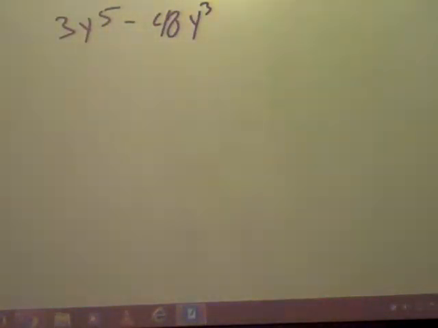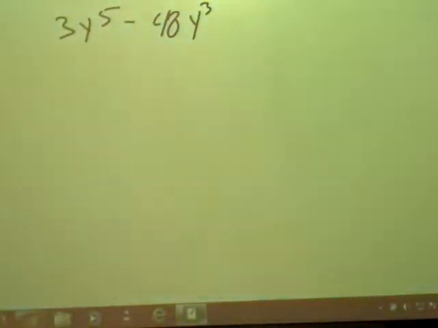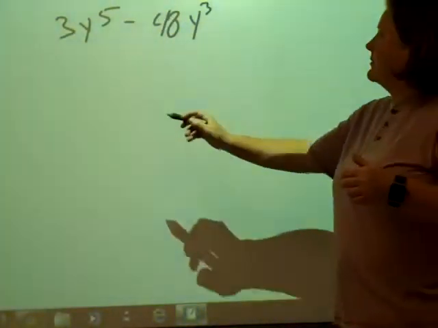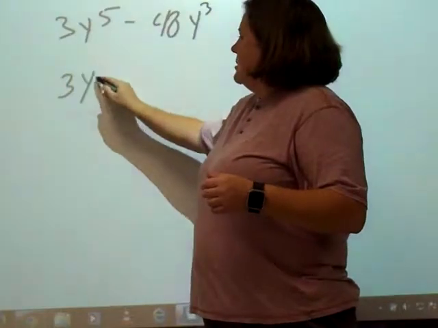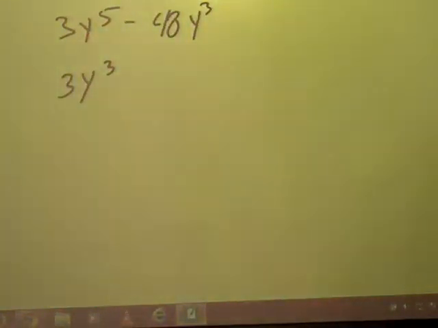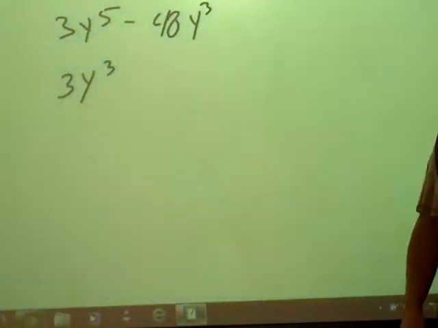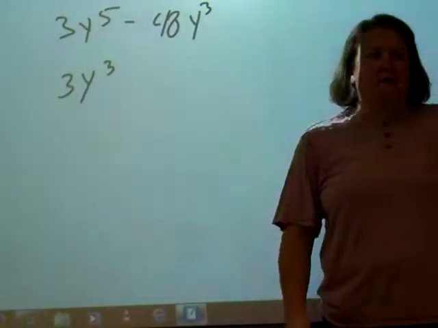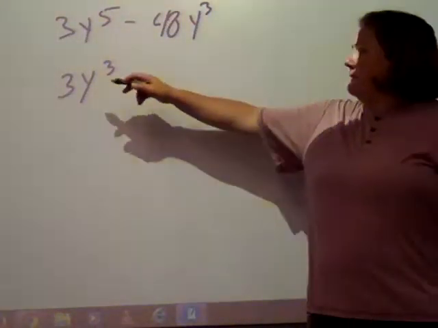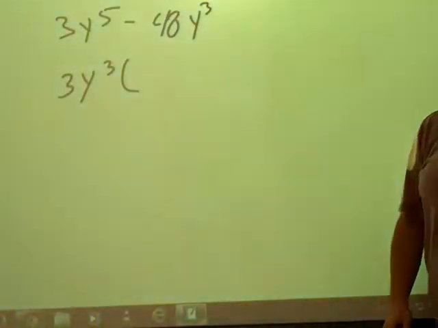Okay, y cubed is going to be my y, but there's also a number that will go into both of them. It's 3. So 3y cubed is going to be the GCF. Everybody all right on that? That's the hardest part, is finding that. Okay, so now we're going to divide both of those by 3y cubed.